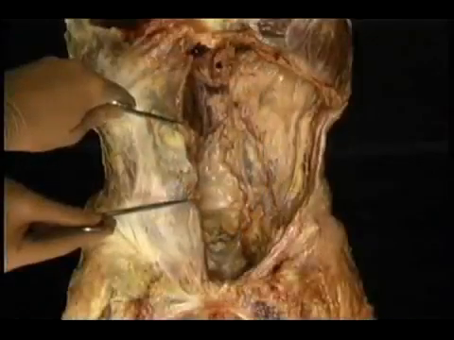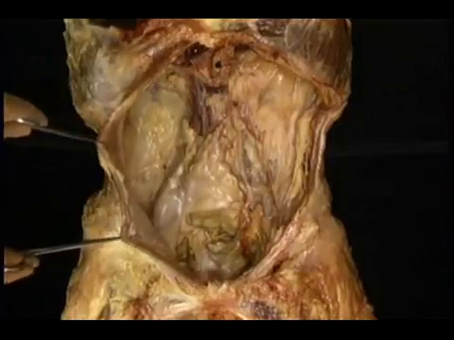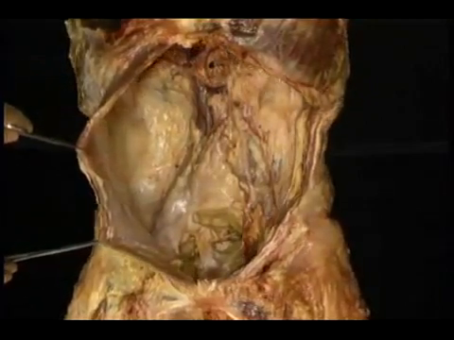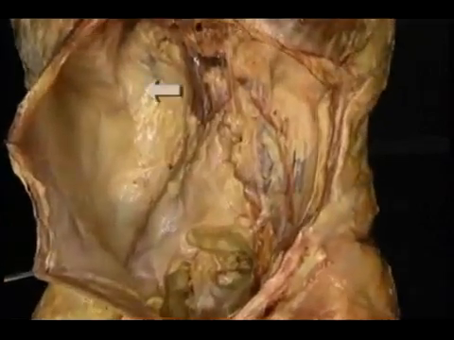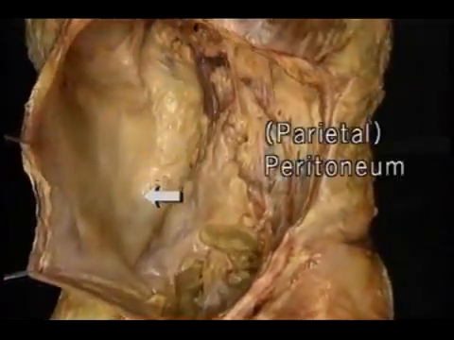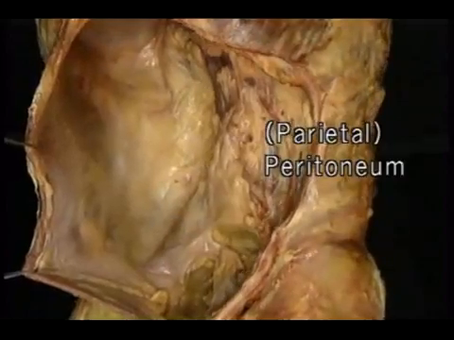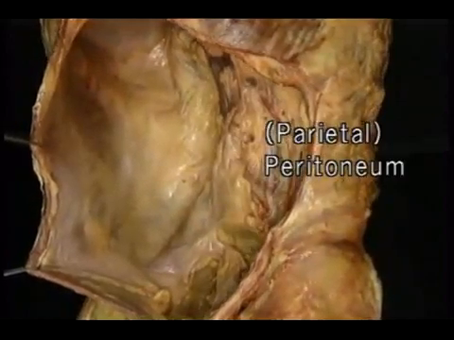Now that we've looked at all the muscles that form the walls of the abdominal cavity, we'll take a look inside the cavity itself. To do that, we'll look at a dissection in which the abdominal organs and the left half of the anterior abdominal wall have been removed. Here's the serous membrane that lines the abdominal cavity, the parietal peritoneum. We'll see it in more detail in Volume 5.